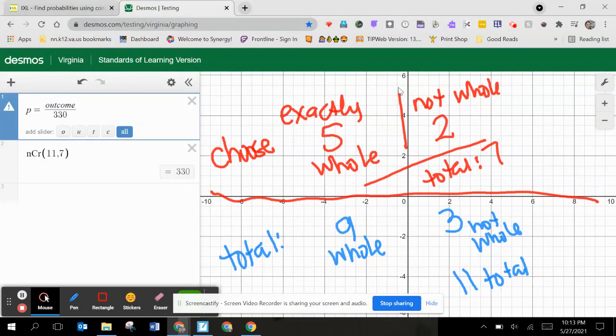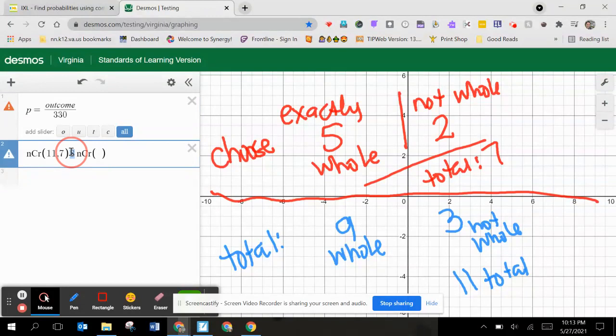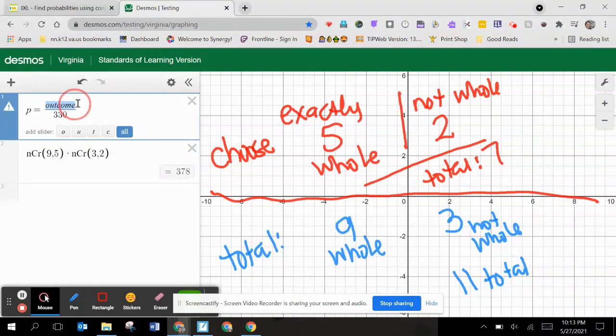330 ways. Now, the top is going to get a little more interesting because you've got 2 scenarios. You're going to need 2 combinations. Okay? You need 2 combinations. The first combination is for our whole milk. Well, we know we have 9 total whole milk cartons, and we need to choose exactly 5 of them. For our not whole section, we know that there are 3 total cartons that are not whole milk, and we need to pick 2 of them. There are 378 ways that this outcome could occur.